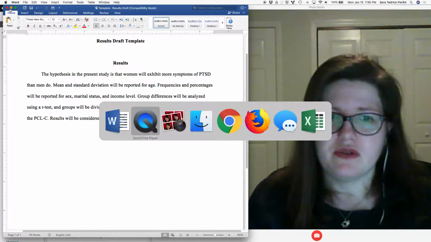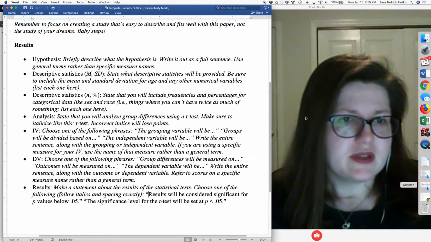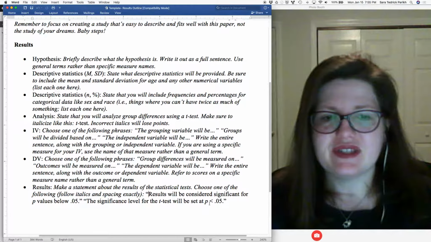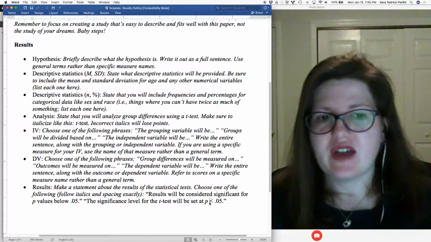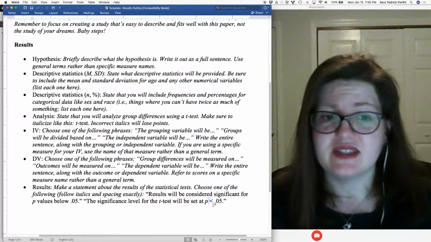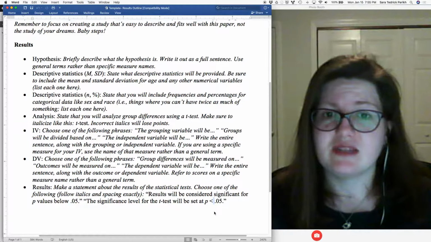Let me switch over. That's not what I want to do. Is that what I want? Yes, this is what I want. So you can write it as a little formula, p less than .05. The spacing is important. It's important that there's a space between the p and the less than sign, and it's important that there's a space between the less than sign and the decimal point.